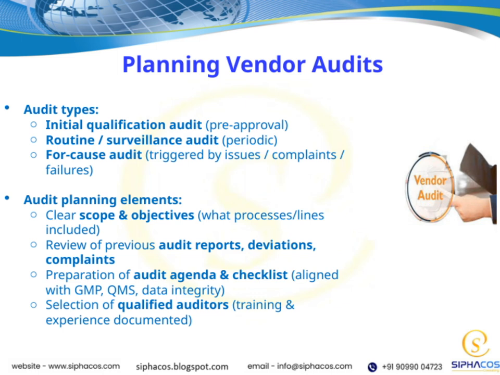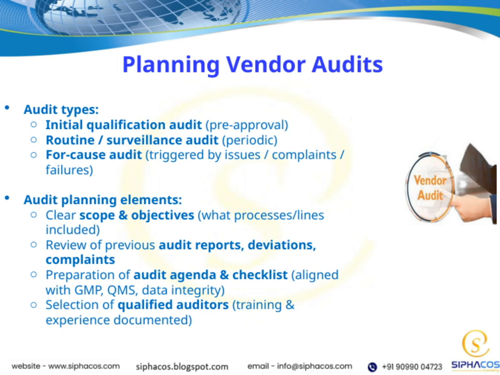Now, when it comes to audit planning, there are several key elements to keep in mind. First, we need a clear scope and objectives. That means defining exactly which processes or lines are included so everyone knows what to focus on. Next, reviewing previous audit reports, deviations, and complaints is crucial to understand past issues and areas that might need extra attention this time around. Preparation is also vital, so developing an audit agenda and checklist aligned with GMP, QMS, and data integrity standards helps guide the process smoothly.